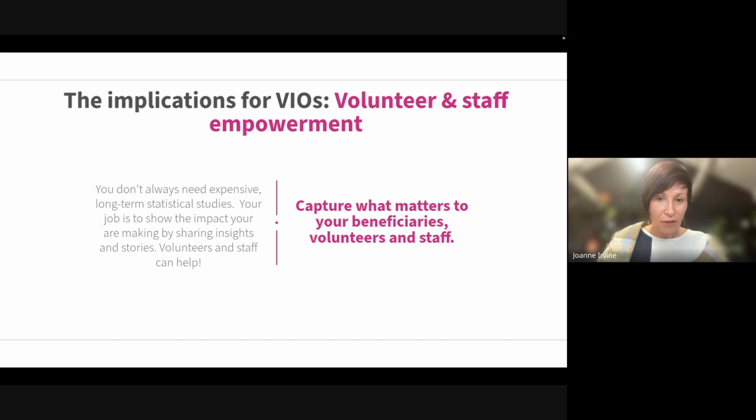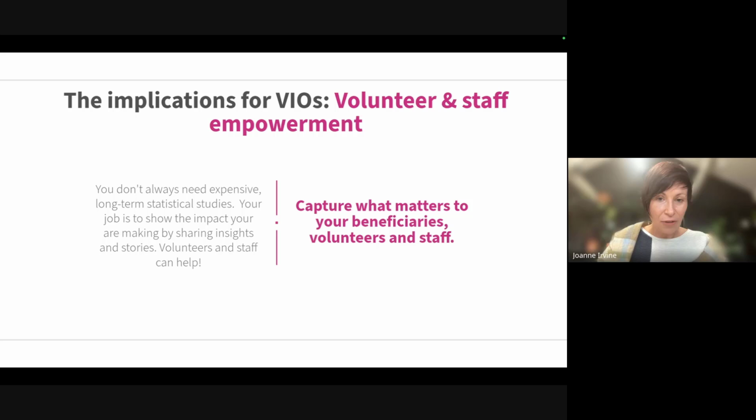And at the same time, there is this idea of volunteer and staff empowerment, because it is great if we can do big, long-term longitudinal studies and capture all this data and insight at the big national levels. But the majority of us in our smaller organizations, our job is to show the impact to our direct donors, to the people working with us, to our staff, so that they have purpose and they understand what it is they're contributing to.